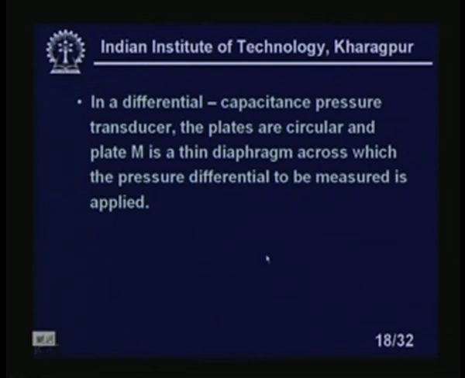So, in a differential capacitance pressure transducer, the plates are circular. Plate M is a thin diaphragm across which the pressure differential will go. I think I have skipped something. Let me go back.